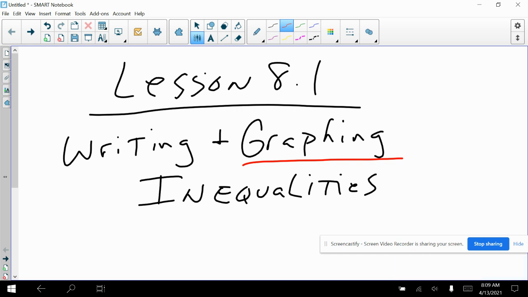Now, this is where we have a balance scale. Remember we talked about a balance scale? Now it's tilted one way or the other.